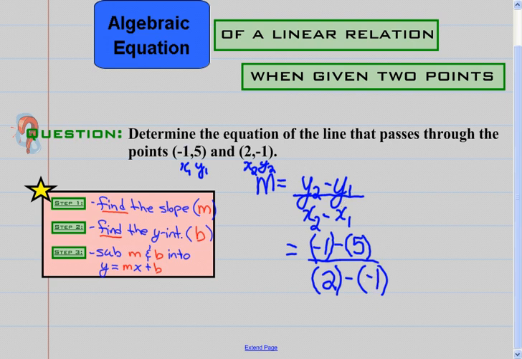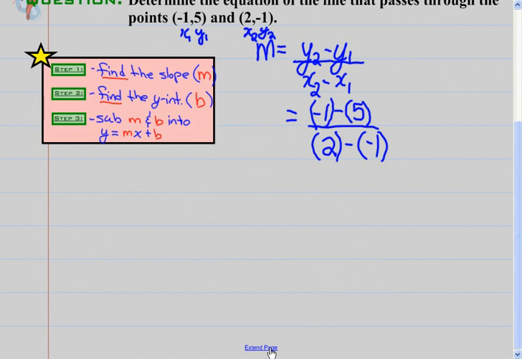Now what we're going to do next is simplify. This will become -1 minus 5, and the denominator would become 2. Now here we have 2 negatives. 2 negatives become positive, so it becomes 2 plus 1. When we do the math, -1 minus 5 is -6, and 2 plus 1 is 3.